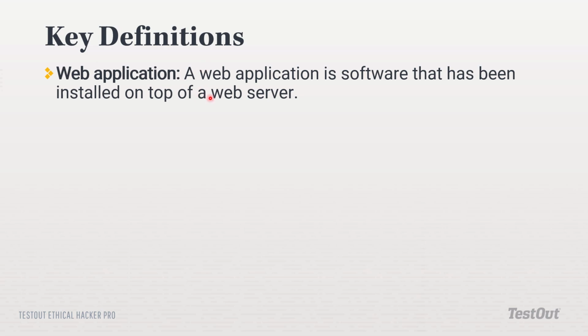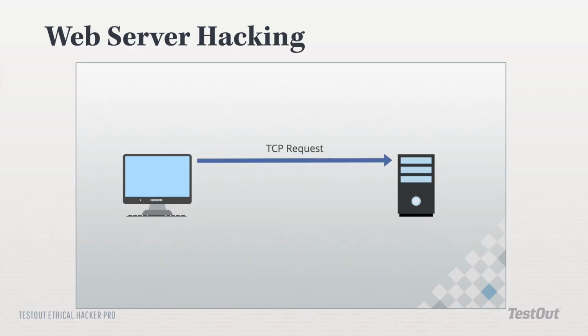One of the key terms that we need to understand before we move forward is web application. This term will come up repeatedly throughout our chapter. But what is it? A web application, most of you probably already know this, is software that has been installed on top of a web server. Unlike static websites, web applications process user input. They interact with databases and make decisions, which makes them powerful, but also dangerous if poorly secured.